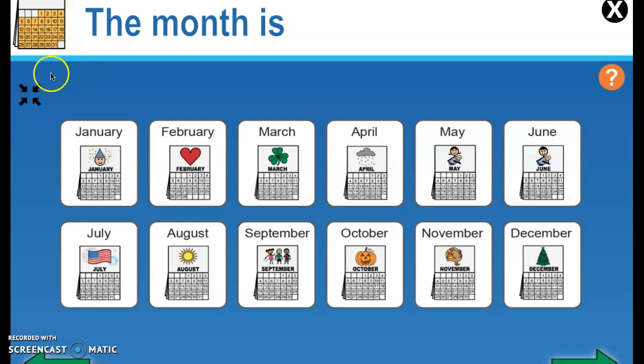This picture means month. The month is. The month is. This month is May. Touch May. May has a picture of a mom and a baby because Mother's Day is in May. So let's say that in a sentence. The month is May. The month is May. Good job.